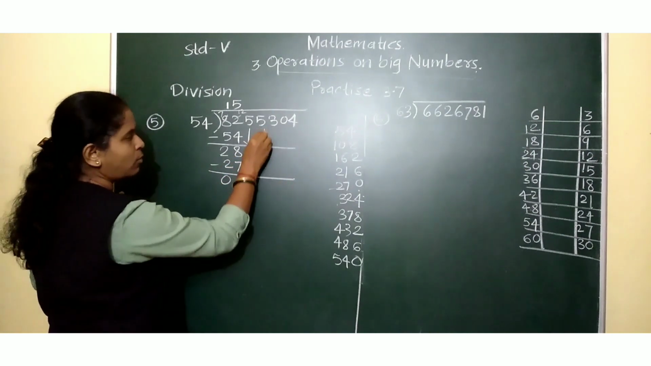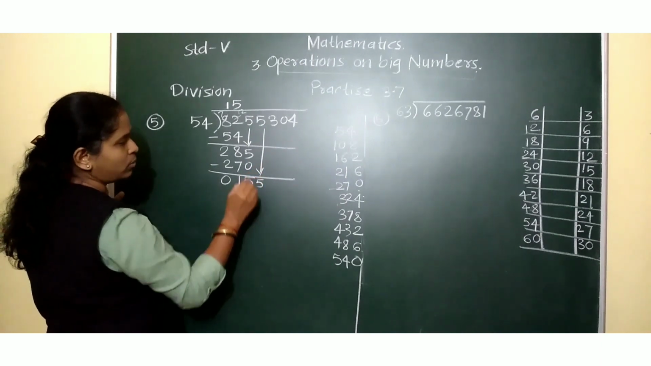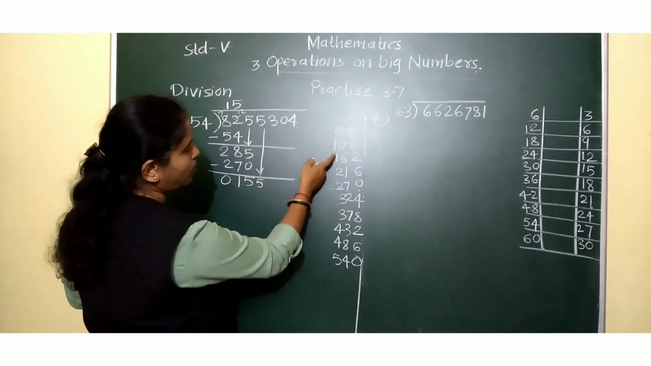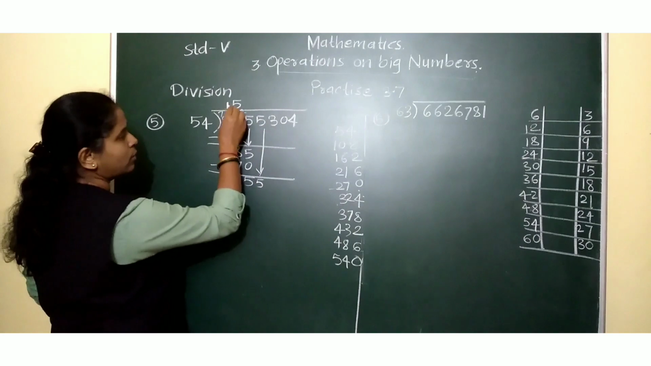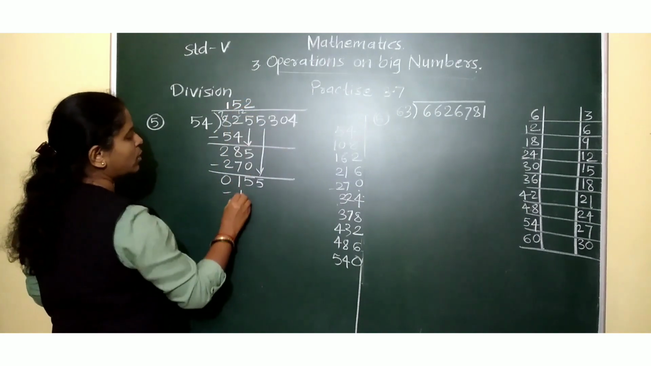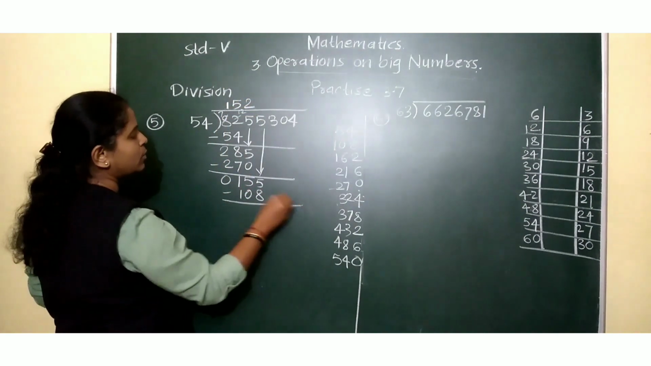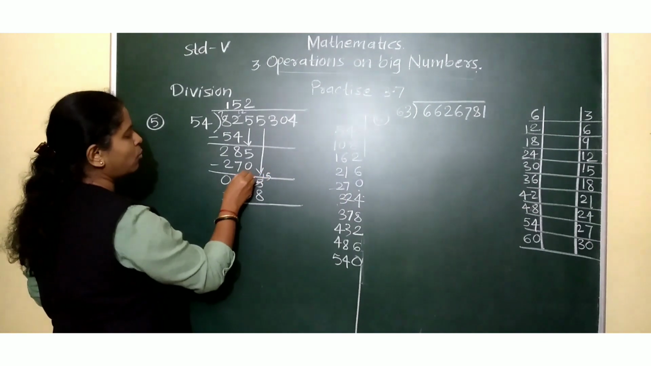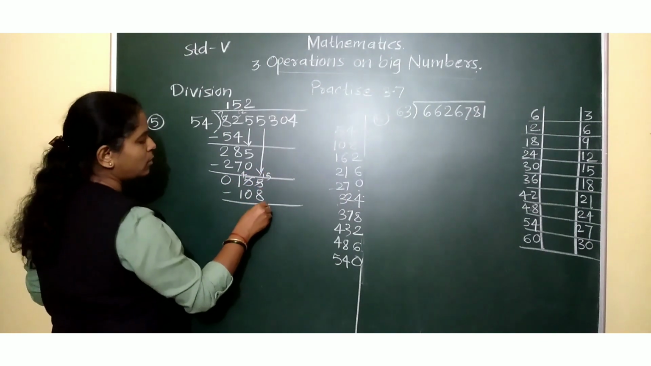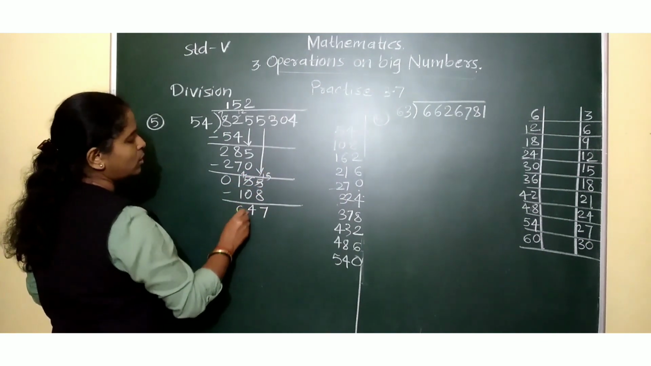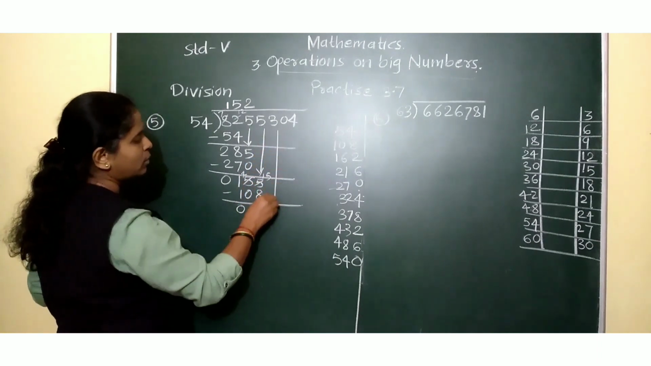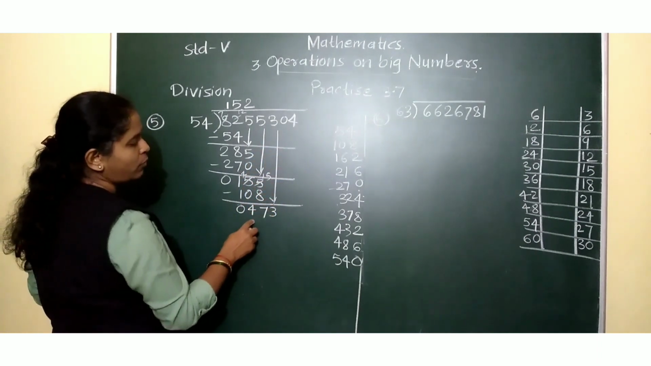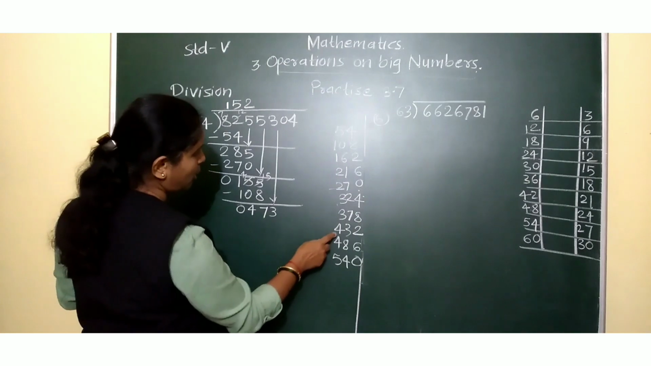Okay. Now take this another 5 down. Now which number is closer to this number? 108. 54 2s are 108. 15 minus 8 is 7, 4, this 0. Take 3 down. Now which number is close to this number?